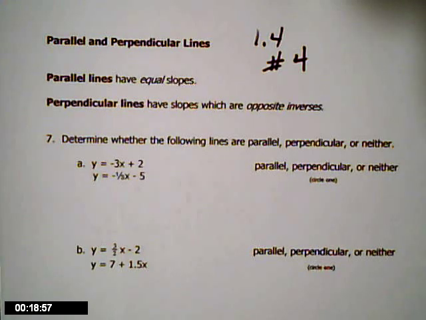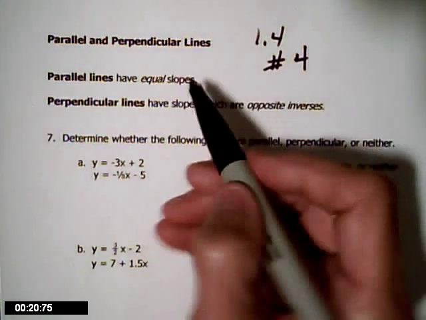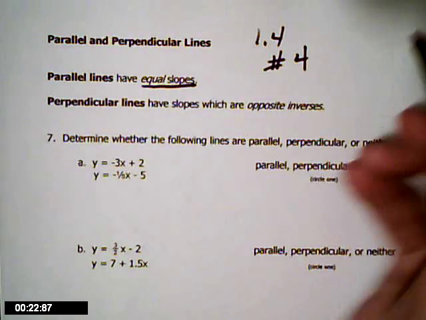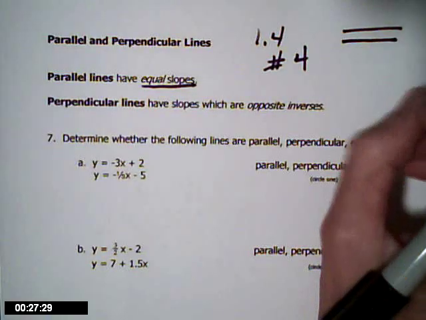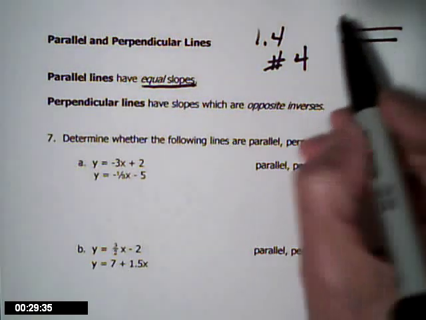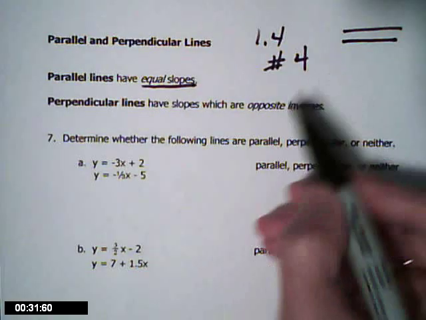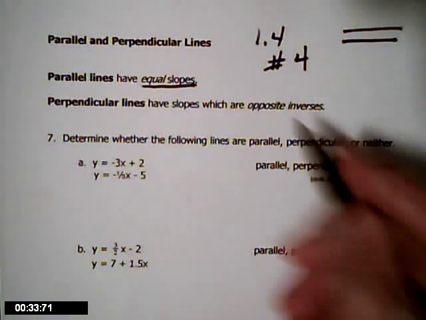The main thing I want you to remember is that parallel lines have equal slope. Think about these lines. They're like railroad tracks. They never get any farther apart, never get any closer together, so the slope of one line would be the very same slope or steepness of the other line.